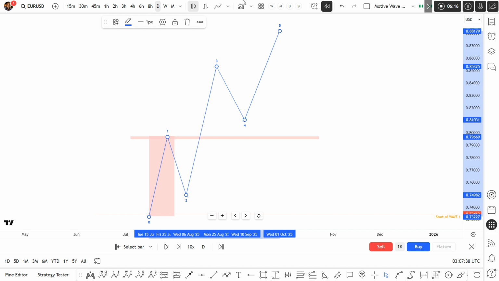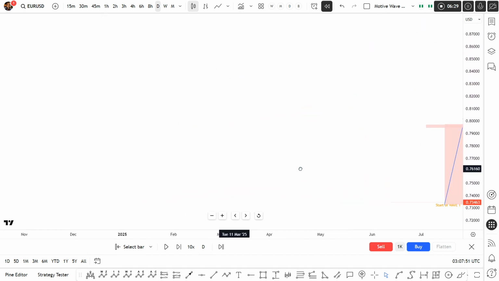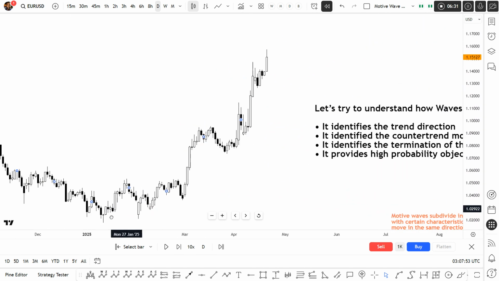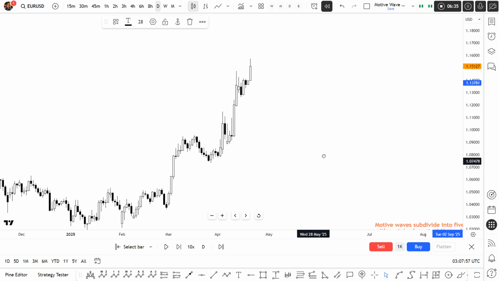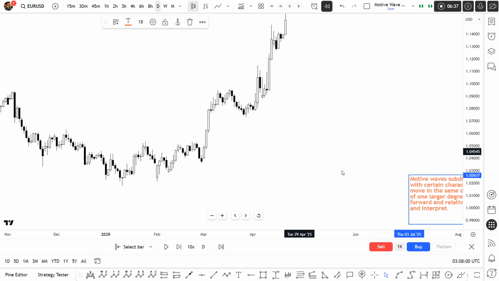Now, among all these 5 waves, we don't trade all the 5 waves. We only focus on trading wave 3 and wave 5. So let's go and look at the live market so that we all can see. Let me look, for example, in the live market for you guys so that you can see it clearly also.